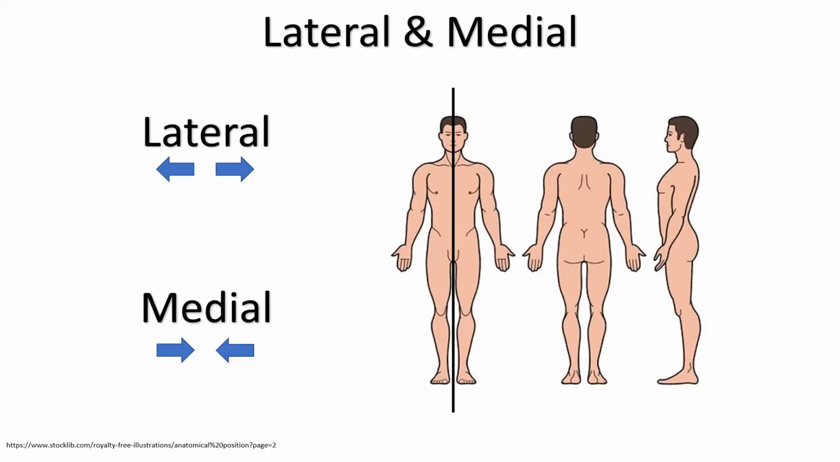So the next two terms we're going to look at are lateral and medial. These are more of a side-to-side description, where medial is like the middle, so it's anything that is directed towards the middle of your body, and lateral is anything that's directed towards the outside of your body. So if you take the example of your arms compared to the rest of your body, your arms would be lateral to your body, and your body would be medial to your arms.